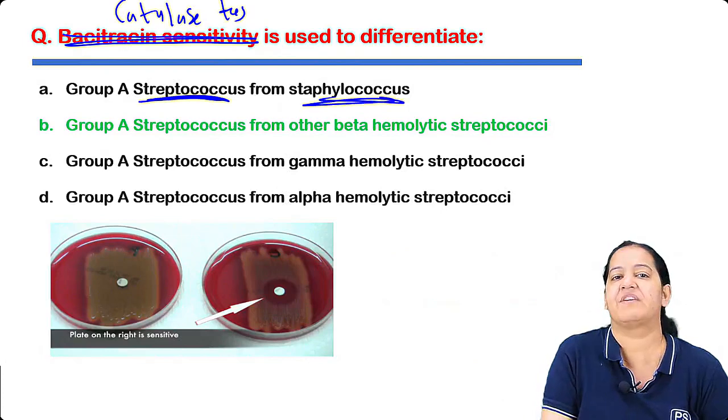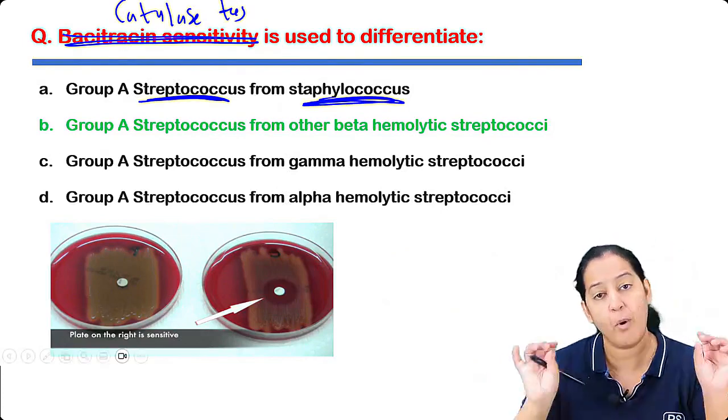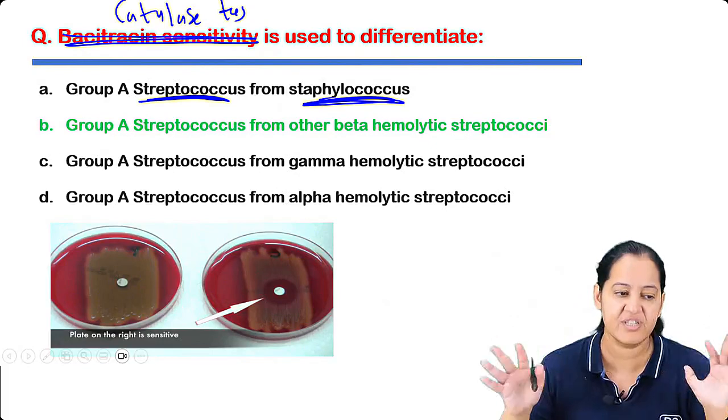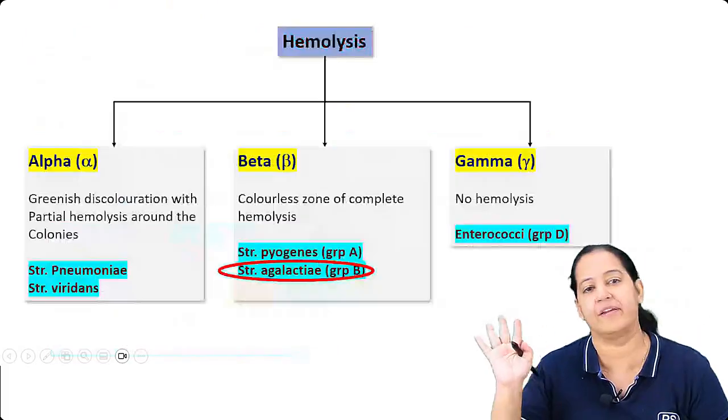It separates strep and step. Any strep from any step. The point is step and strep. Catalase. So which test is differentiating what? It should be crystal clear in your mind. So the correct answer is A.